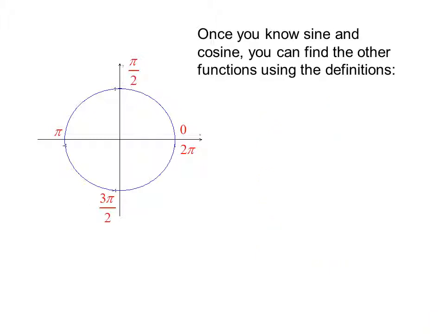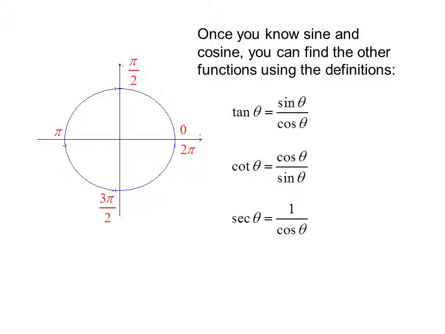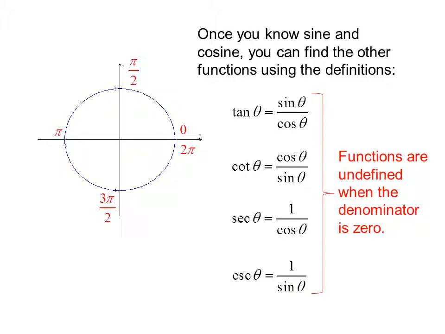Once you know the sine and cosine, you can find the other functions using the definitions. Tangent of theta is sine theta over cosine theta. Cotangent of theta equals cosine theta over sine theta. Secant theta is 1 over cosine theta. Cosecant theta is 1 over sine theta. Functions are undefined when the denominator is 0.